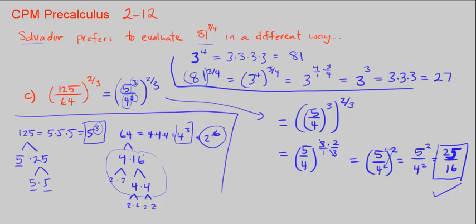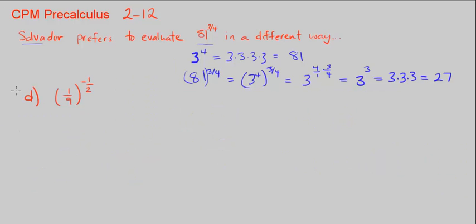Finally, let's move on to part D. Part D is giving us 1/9 to the power of negative 1 over 2. And there's a hint. The hint is, express 1/9 as a power of 3. Express 1 over 9 as a power of 3. Okay, so let's go ahead and do that first. So what does that mean?